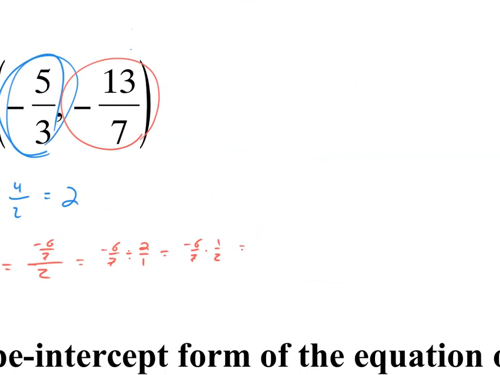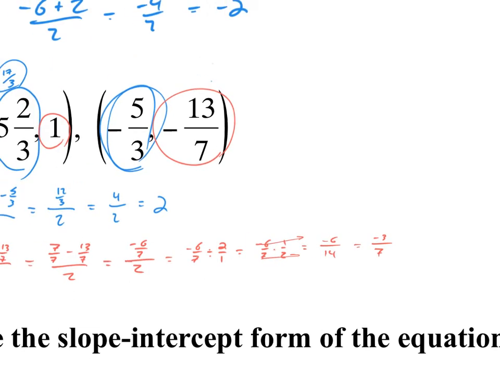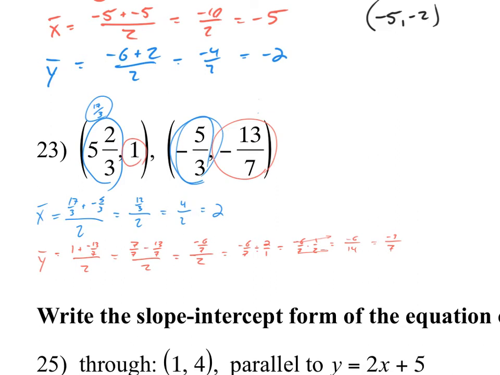So this becomes, you multiply everything on top. So -6 times 1 is -6, and then 7 times 2 is 14. What can we divide by 2? So divide top and bottom by 2. So this becomes -3 over 7, and I think that's our y coordinate. So our midpoint is at 2 comma -3/7. That's awful, but I think that's the solution.